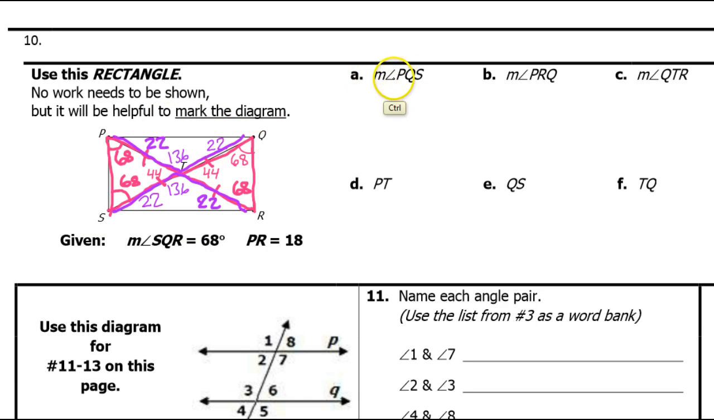So which ones did they actually ask us for? The measure of angle PQS. Let's see, PQS, that's one of these purple ones. That is 22 degrees. The measure of angle PRQ. PRQ, that's this 68 right here. And the measure of angle QTR. QTR, that's this 48, one of my vertical angles.